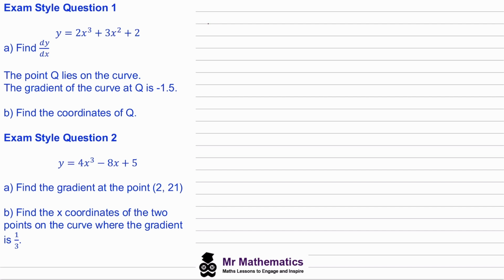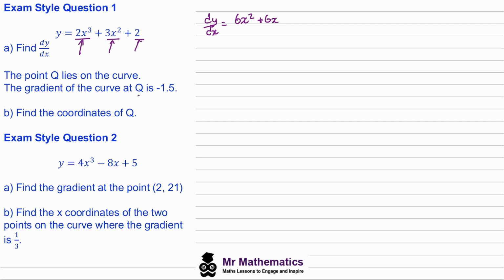Okay, so welcome back if you had a go. So for part A, the first thing we'll do is we'll differentiate each of these terms with respect to x. So dy by dx, this will give us 6x squared. When we differentiate this term, we get 6x, and this constant will become 0.